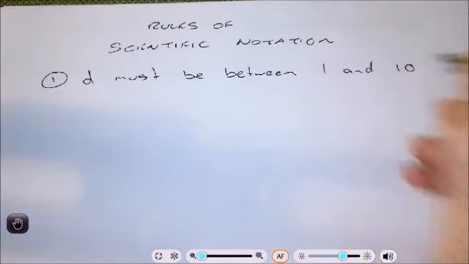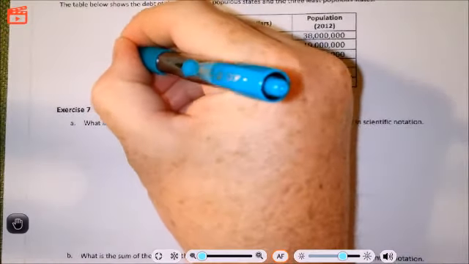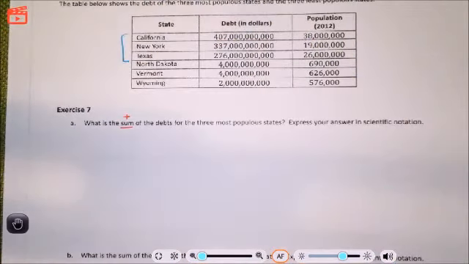For exercise 7, part A, it's asking what is the sum of the debts for the 3 most populous states? And it wants us to answer in scientific notation. So sum means to add, and the 3 most populous states are going to be the first 3 on the list: California, New York, and Texas.